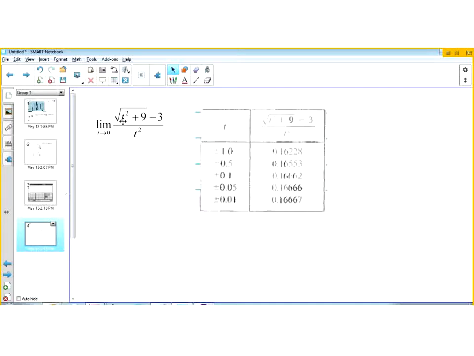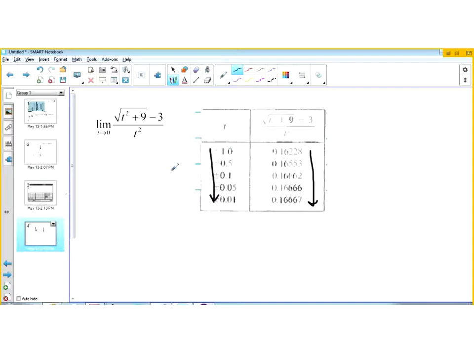Okay, so if we plug in positive values for t, the outputs would be the same as if we plug in the negative of those positive values for t. And so that's why they have plus or minus 1. It doesn't matter what the sign of the input is. The output would stay the same. And as you can tell, as we get closer and closer to 0, using a calculator, the outputs get closer and closer to 0.1667.